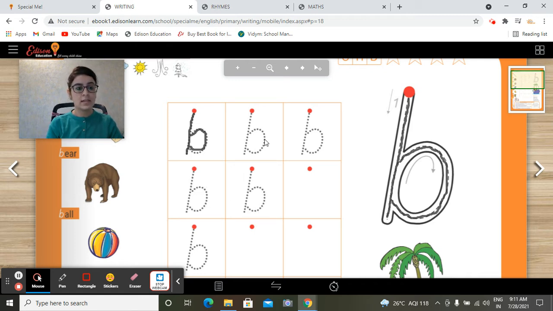Okay, this is about letter B writing. Writing of letter B. Moving on to next.